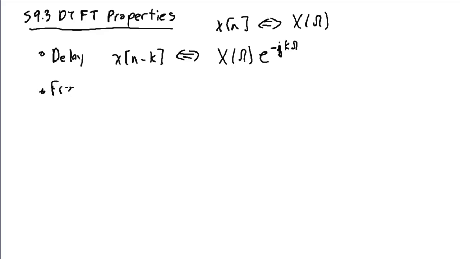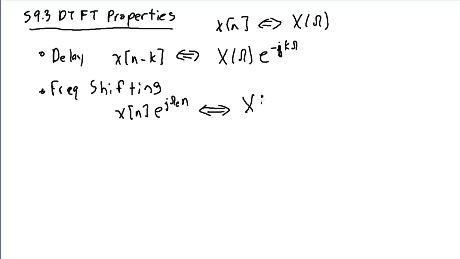The frequency shifting or modulation property: if we multiply a sequence by the complex sequence e to the j omega c n, so now we do have a complex sequence, that corresponds to a shift of the spectrum of x of n out to the right by omega c, the frequency of this complex exponential.